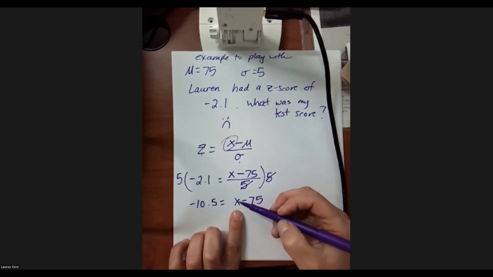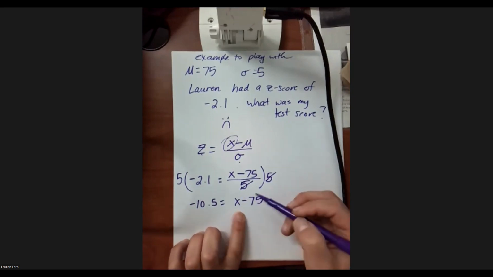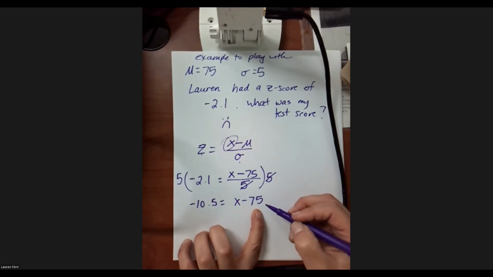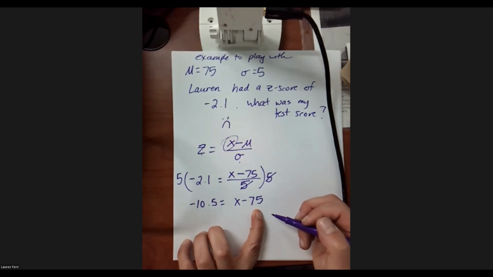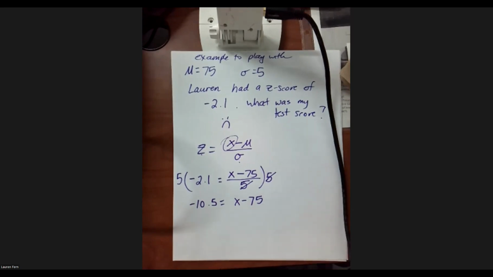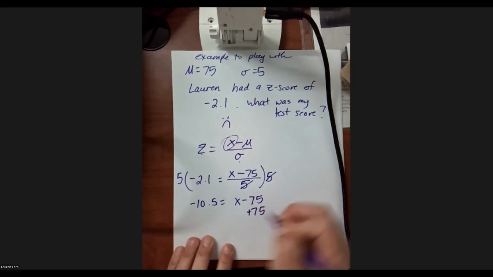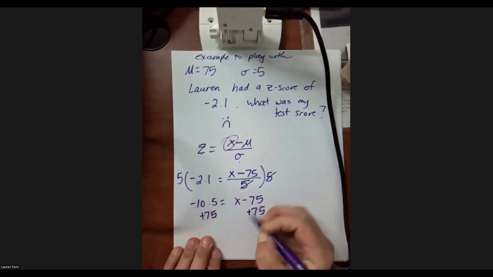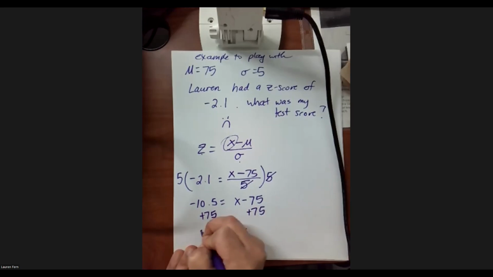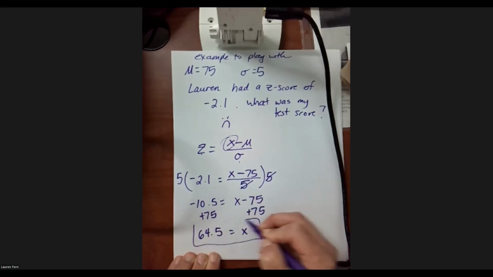All right, I want to know what x is. The problem is I'm subtracting 75. How do I undo subtraction? Addition. We can add 75 to both sides. So I'm going to get 64.5.